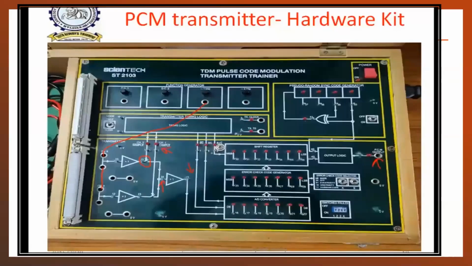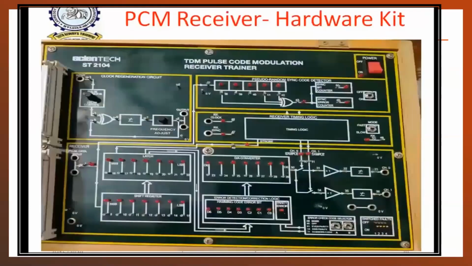Now we'll see how the different signals are obtained on the CRO. Of course, this is the receiver hardware kit, especially the PCM receiver kit. After obtaining the PCM output, if you connect it to the receiver input like this, then this is the complete PCM receiver block, which contains the reconstruction filter, the digital to analog converter, and the low pass filter.